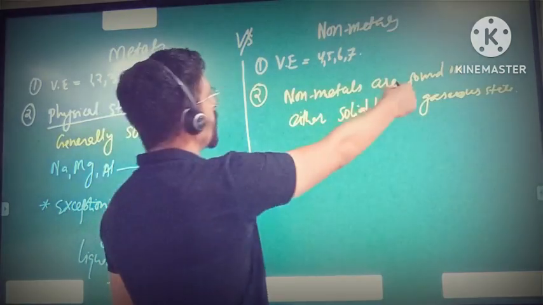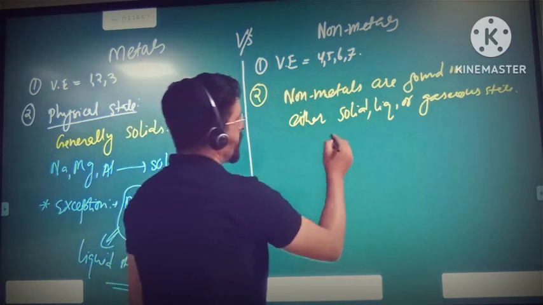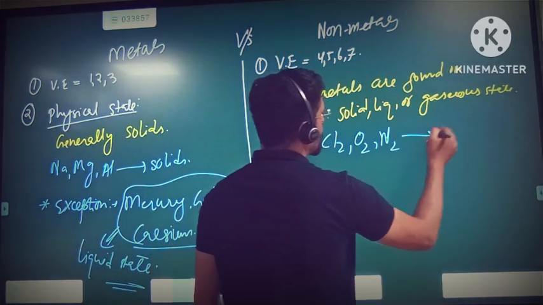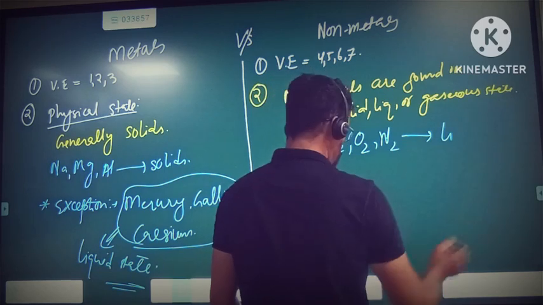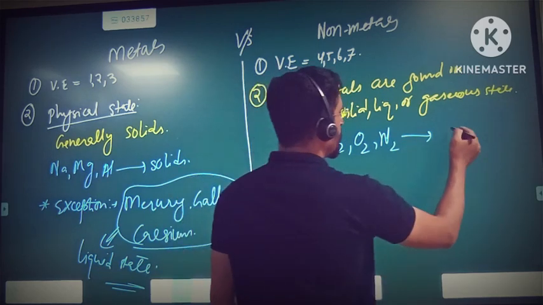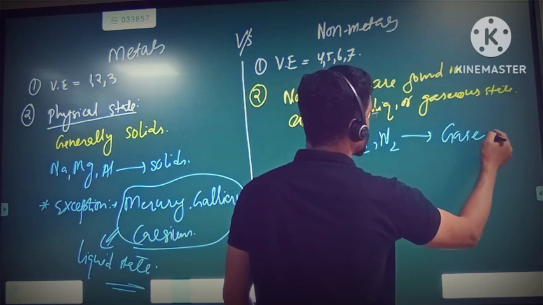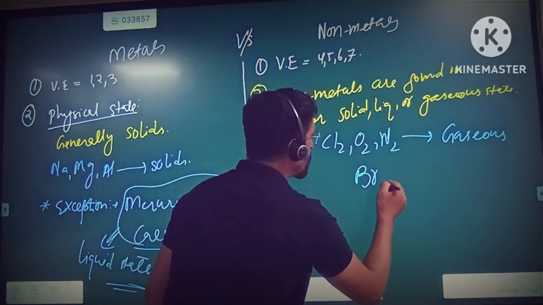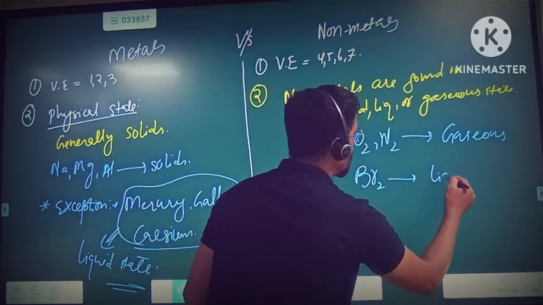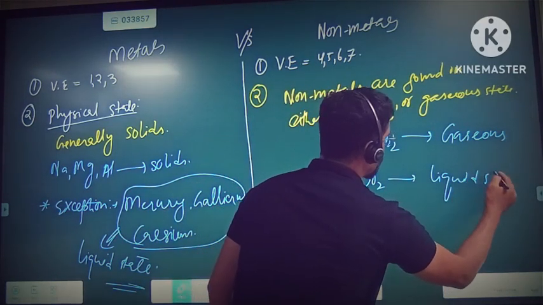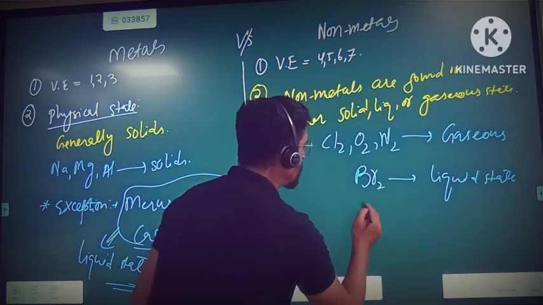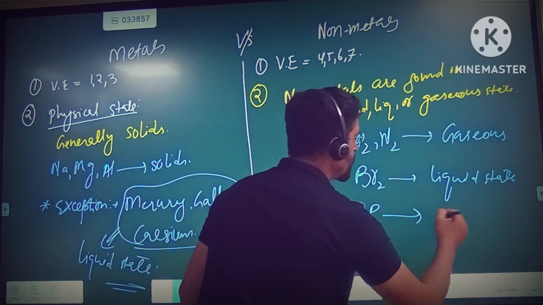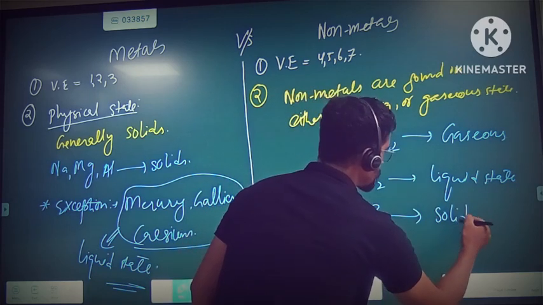And now if we talk about non-metals, suppose we have chlorine, oxygen, nitrogen. These are found in gaseous state. Now if we talk about bromine, this is found in liquid state. And what about carbon, phosphorus? Okay, it is C, carbon, phosphorus. These are found in solid state.